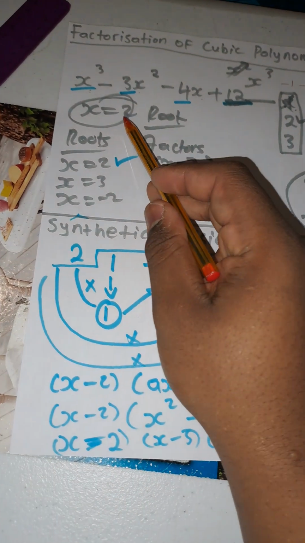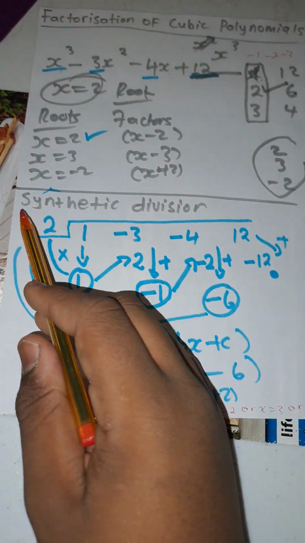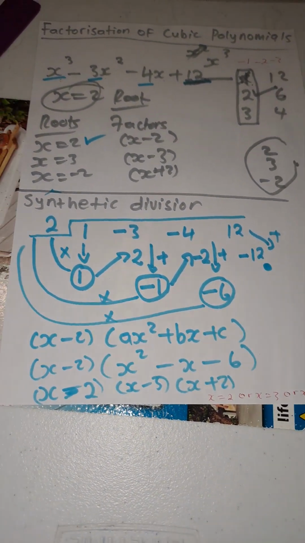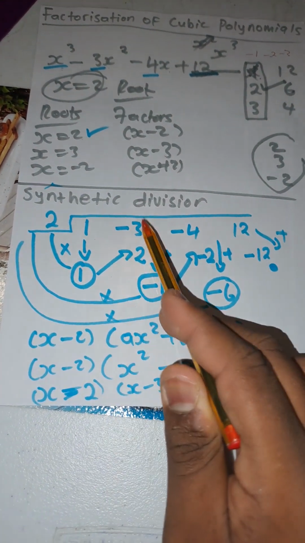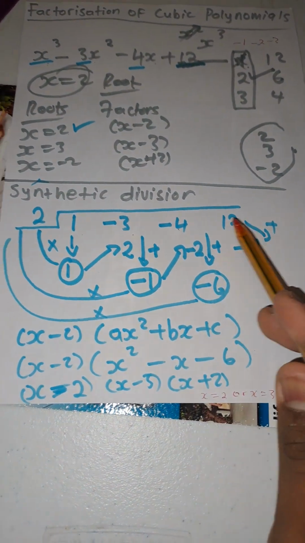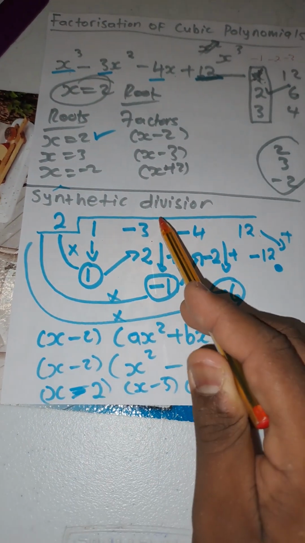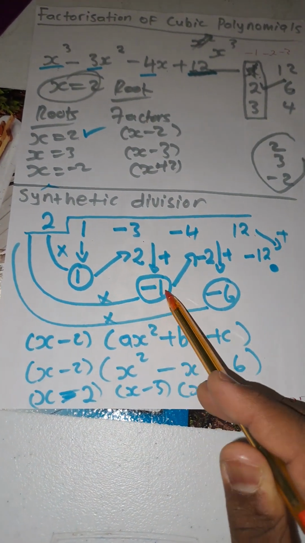Zero. I'm going to start by using two. So my two is what? A root. So I will use synthetic division. The synthetic division and what? Inspection. So using synthetic division, this two is going to be outside. I put my one, my minus three, my minus four, and 12. So I drop my one there. I say one times two is what? Two. But going down, I do what? I add. So minus three plus two is what? Minus one. I circle it because it is important.